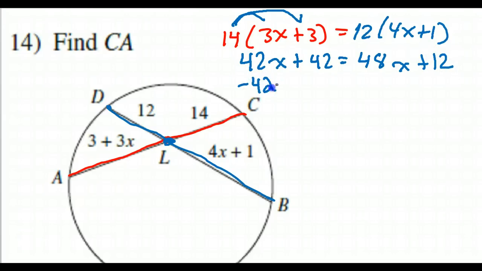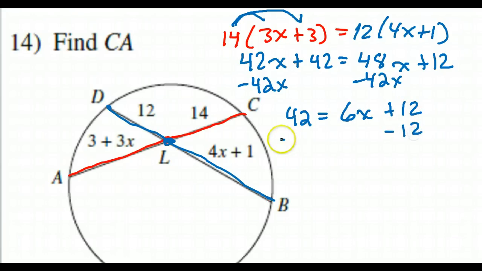Time to subtract 42x from both sides. So that's going to be 42 equals 6x plus 12. Minus 12, yeah. All right, so that's going to be 30. So x is equal to 5.